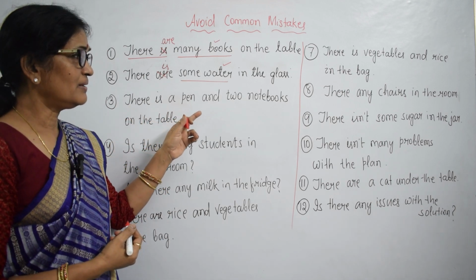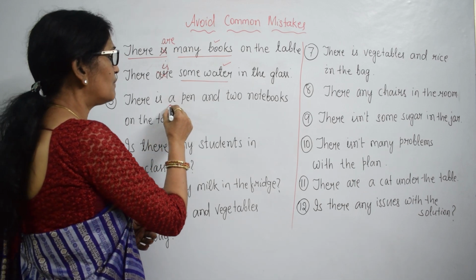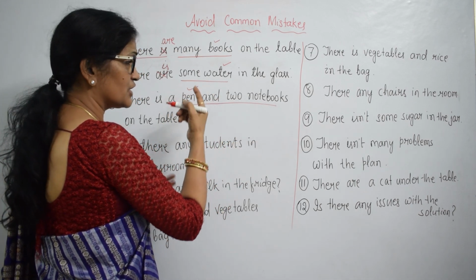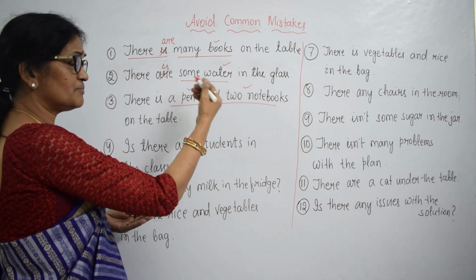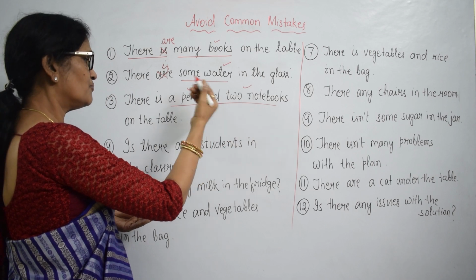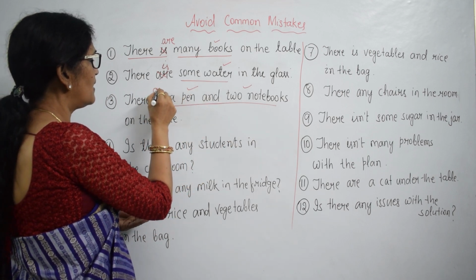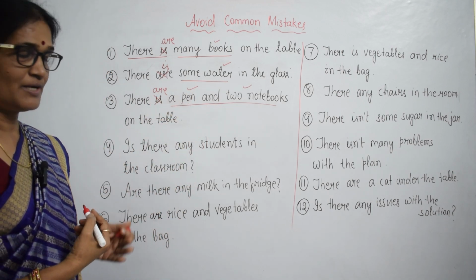"There is a pen and two notebooks on the table." This is a multiple number of nouns. That means one countable singular noun and a plural noun. A combination of a singular and a plural noun is followed by there are. So instead of is, are. There are a pen and two notebooks on the table.